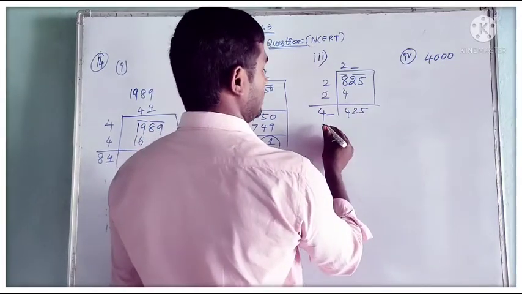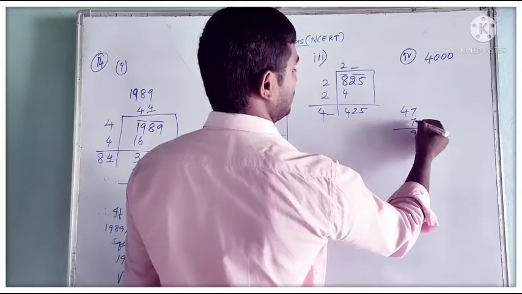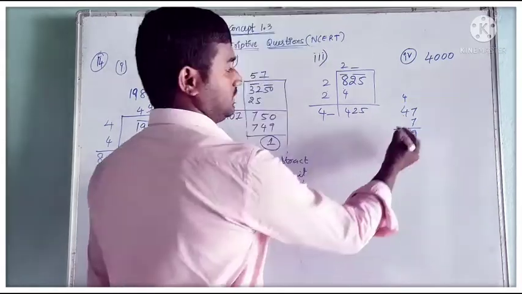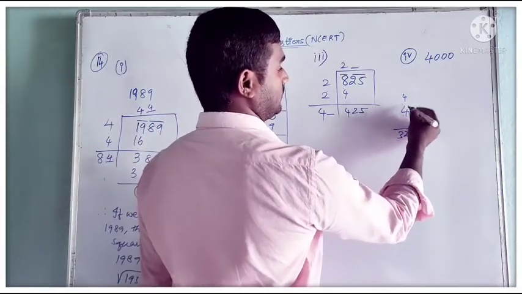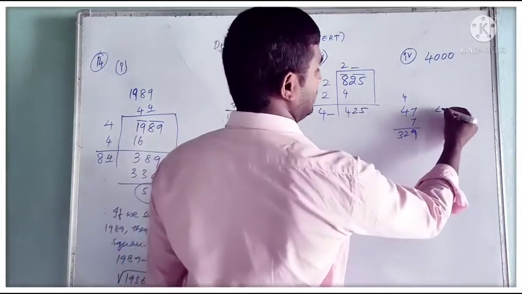Okay. So you can take here 47 into 7. So 7 sevens are 49. 4 carries, 7 fours are 28. 28 plus 4 is 32. Next, 48 you can take.